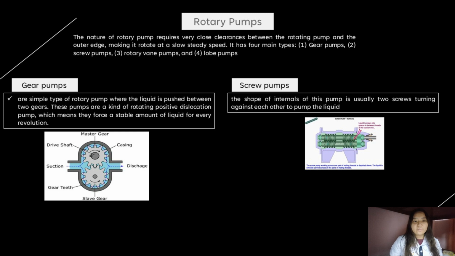liquid for every revolution. Next is the screw pumps. The shape of the internals of this pump is usually two screws turning against each other to pump the liquid.